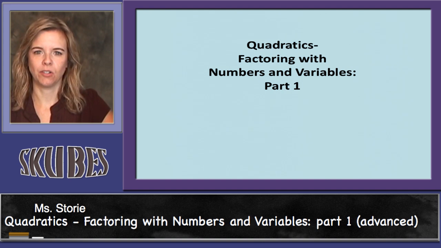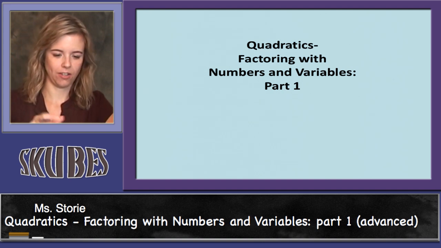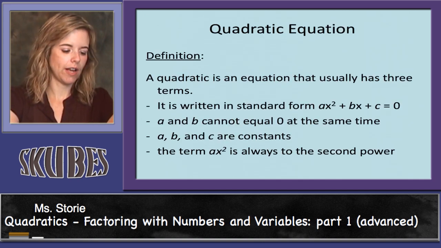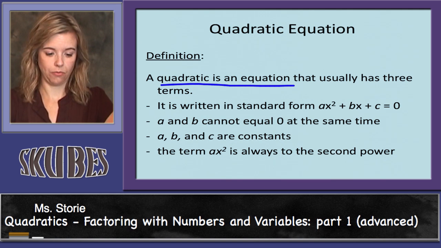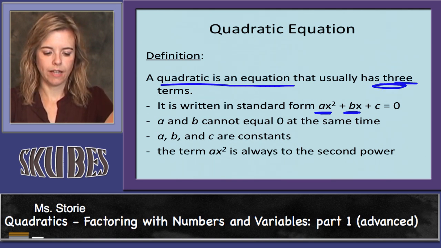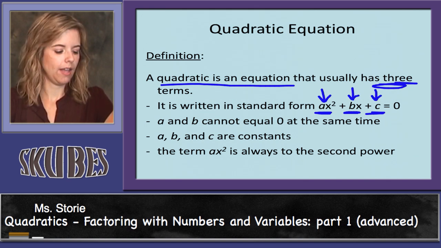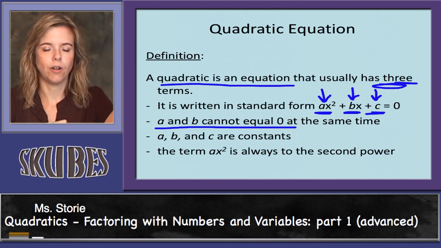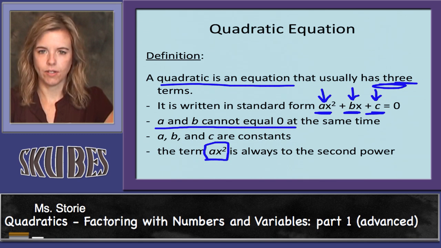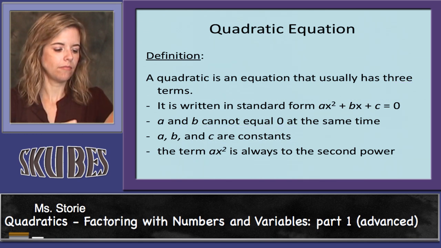Hello and welcome to our lesson on quadratics, factoring with numbers and variables, part 1, a more advanced look. First, let's talk a definition. A quadratic is an equation that usually has 3 terms in it. It's written in standard form, ax squared plus bx plus c, and then a, b, and c are all considered constants or numbers. A and b cannot equal 0 at the exact same time, and the term ax squared is always to the second power.